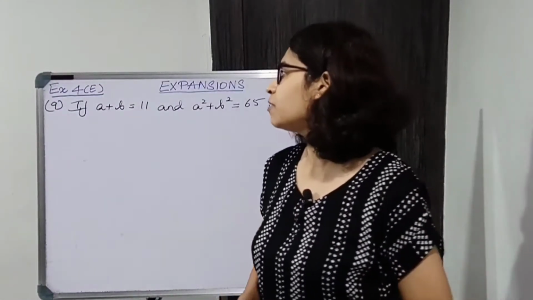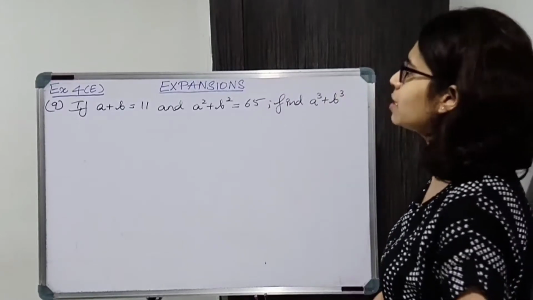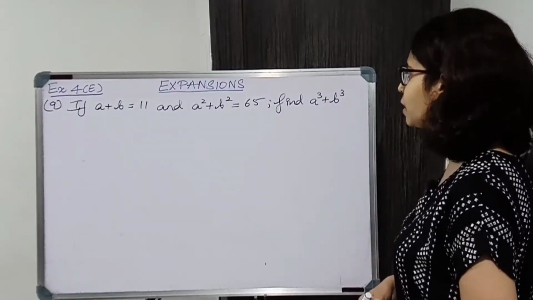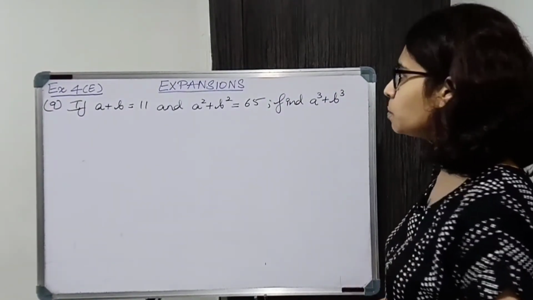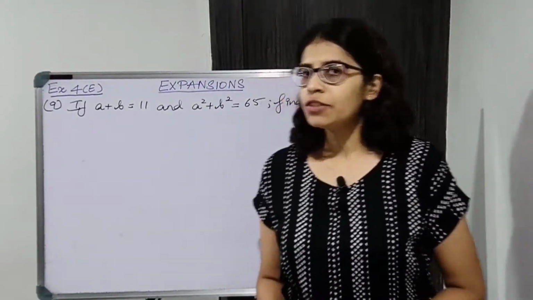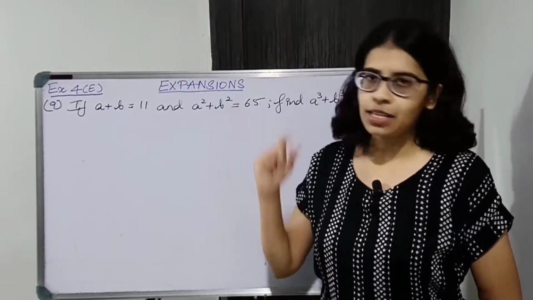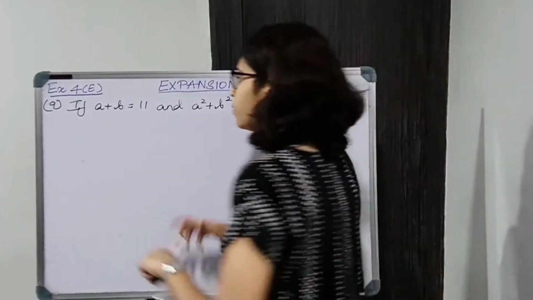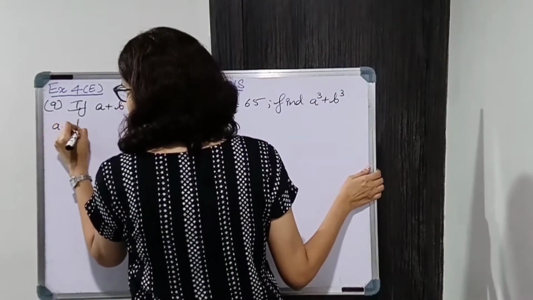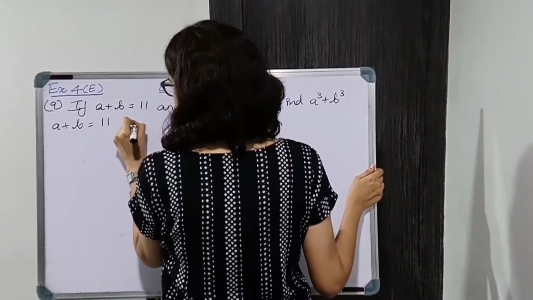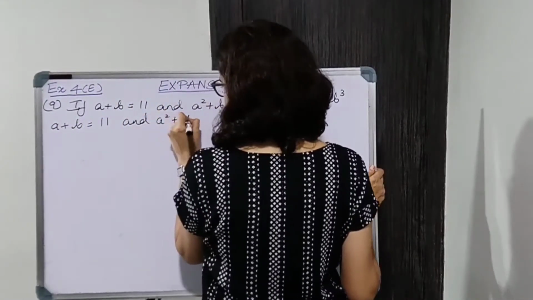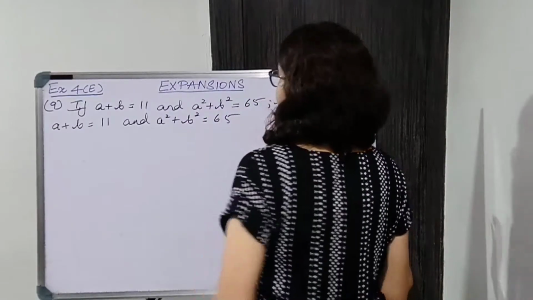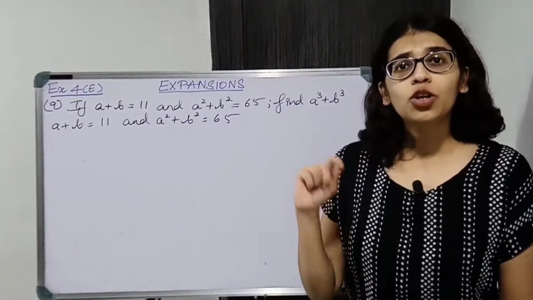Question number 9. If a plus b is equal to 11 and a square plus b square is equal to 65, find a cube plus b cube. Now you have the value of a plus b and a square plus b square. So first we'll write down the given. We have a plus b is equal to 11 and a square plus b square is equal to 65. We have to find the value of a cube plus b cube.